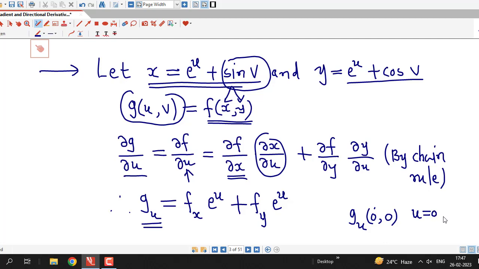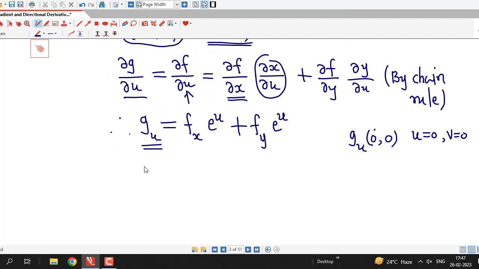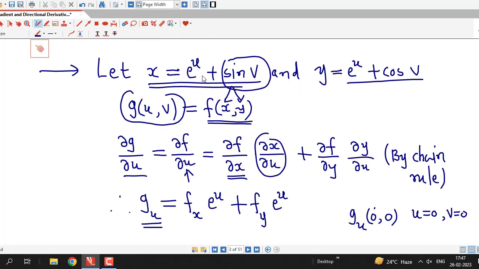Therefore we have to consider u equal to 0 and v equal to 0, and because f is a function of x and y, and x and y are functions of u and v, so here when I write del g by del u at (0,0), at that time here also I will put u equal to 0, and I am interested in the value of del f by del x at uv equal to (0,0), but f is directly a function of x and y.